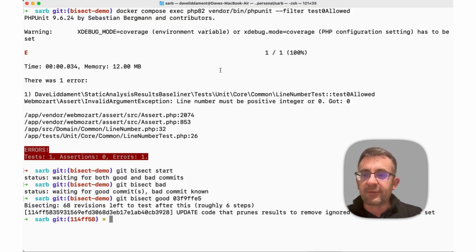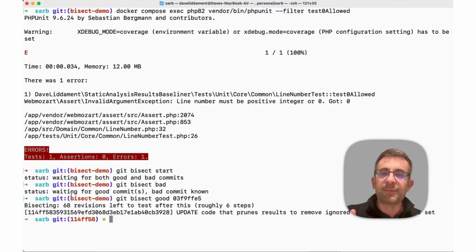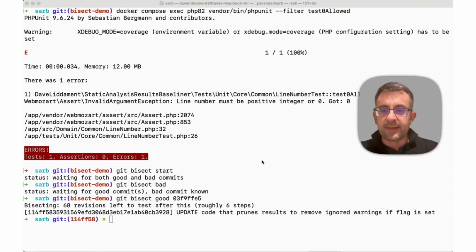So then what it's saying is we've got 68 revisions between the good and the bad. And what bisect is going to do is find roughly the midpoint and ask us if that works or it fails, and then we let it know. Then it will go to the midpoint between the next thing, and it'll keep narrowing it down until eventually it finds the commit that is bad.